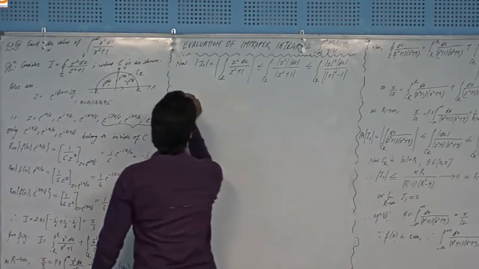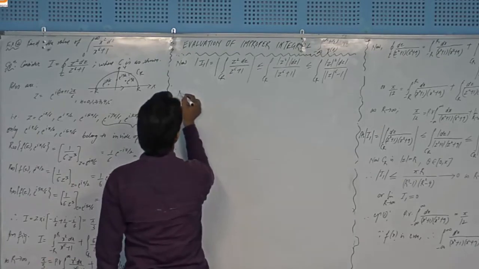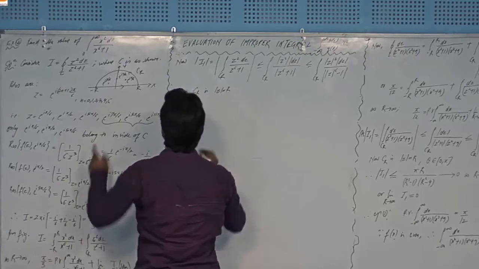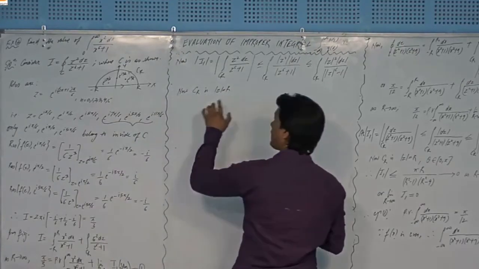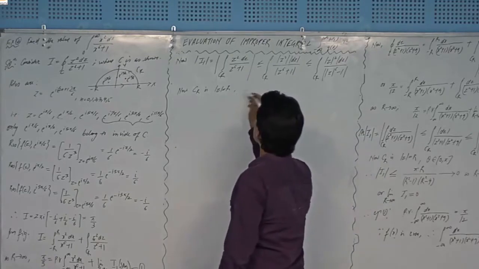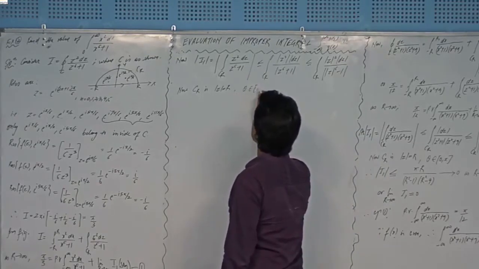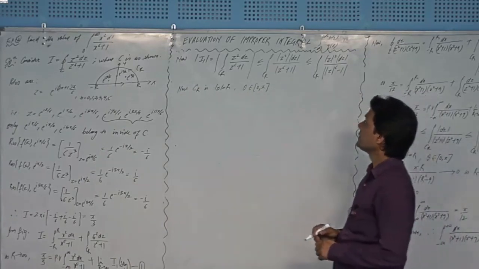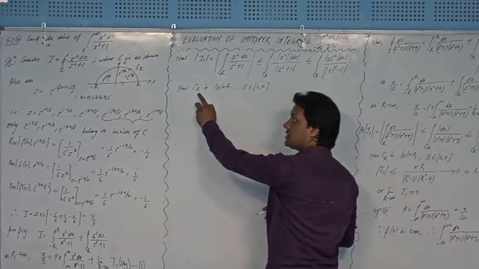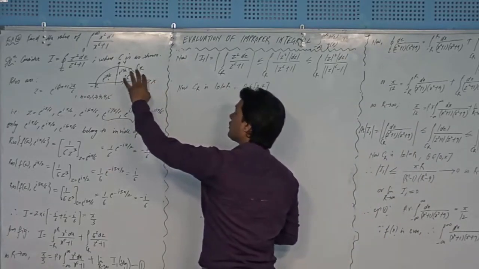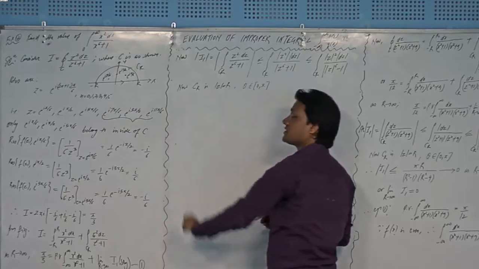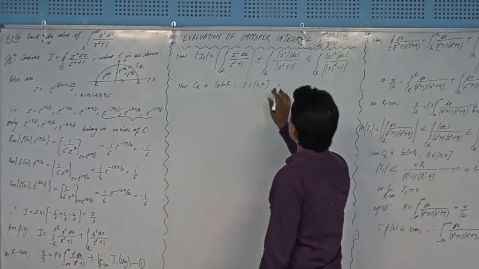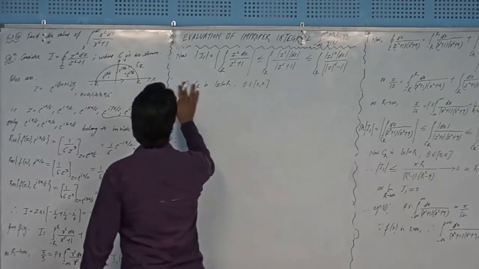Now CR is actually mod z equal to r. You can again see that the contour is mod z equal to r, the upper semicircle, with theta from 0 to pi, because the semicircle belongs to the upper half. Note that this is CR, not C. C is the semicircle plus diameter, but we are talking about the semicircular arc only. That's why I have written CR only, so be careful at this point.